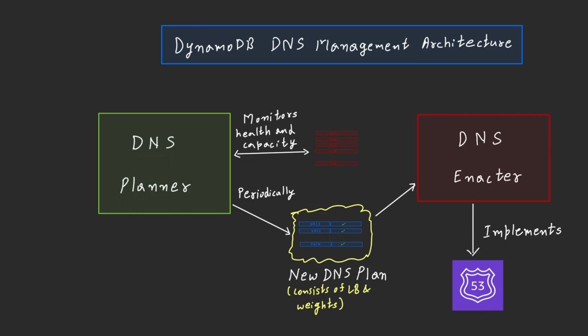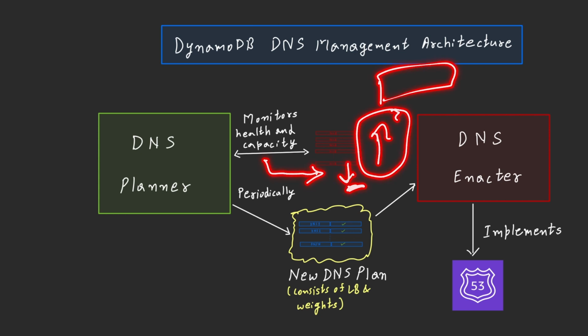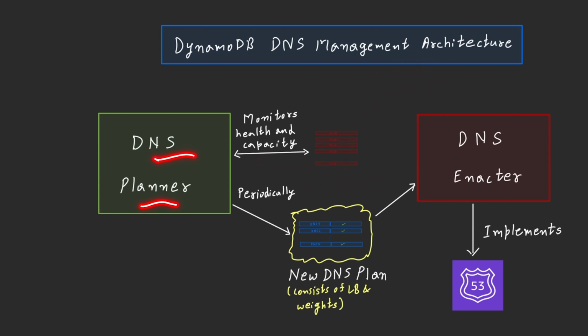What DNS planner does is it monitors health and capacity of network load balancers. Like capacity can be decreased and it can be increased. It can be decreased in hardware failure and can be increased if you create a new replica. So DNS planner is monitoring, and suppose one new replica is created and one new NLB is created. What it will do, after monitoring, it will periodically create a new DNS plan.